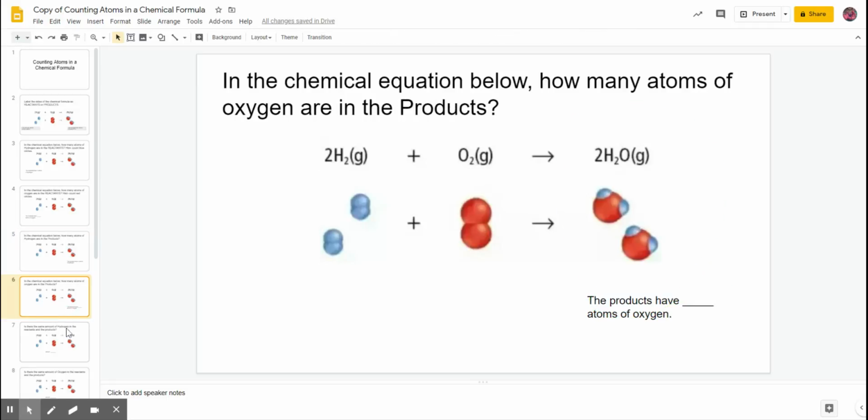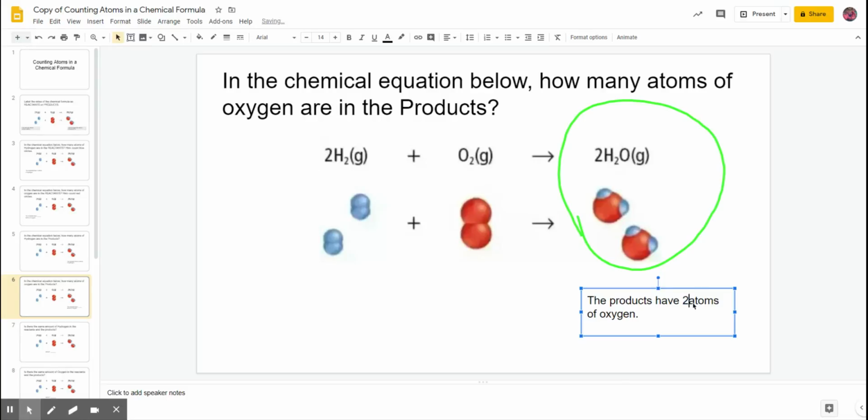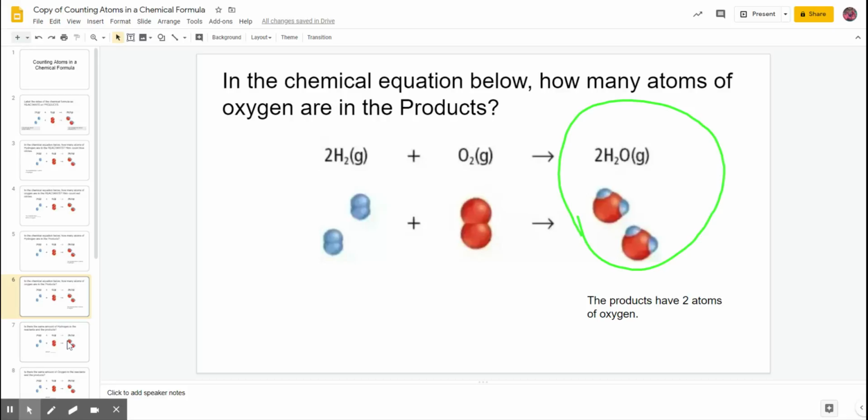Okay, what about oxygen in the products only? How much oxygen is in the products? Well, visually, 1 red circle, 2 red circles, so I think 2. But if I'm going to do the atomic math, I would take the coefficient of 2 and multiply it by the subscript of 1. 2 times 1 is 2. So the products have 2 atoms of oxygen.